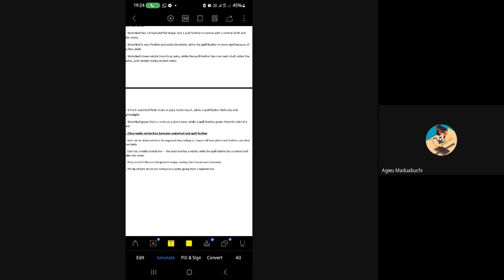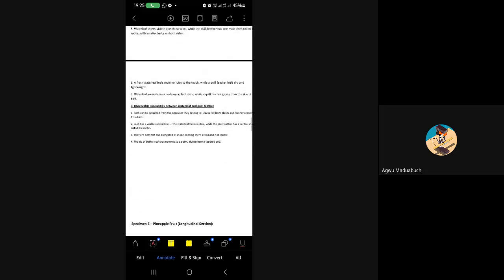They are both flat and they are elongated in shape. Then the tip of both structures narrows to a point, giving them a tapered end. I'm not 100% sure about this one, okay? So whatever your point is, let it be between point number 1 and number 3.